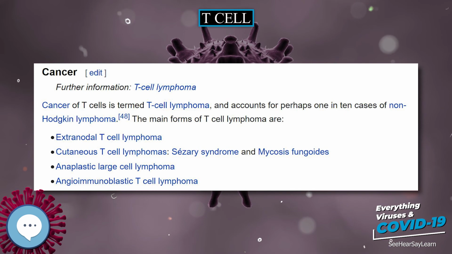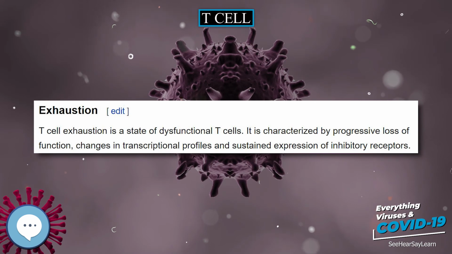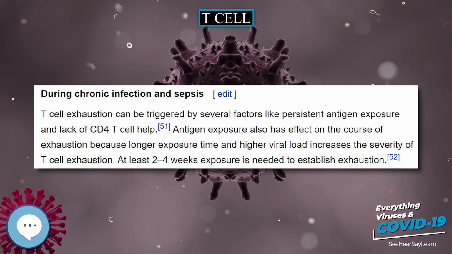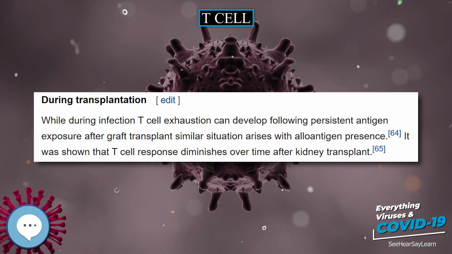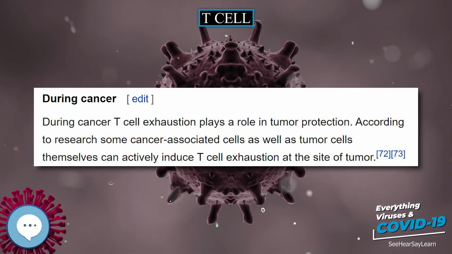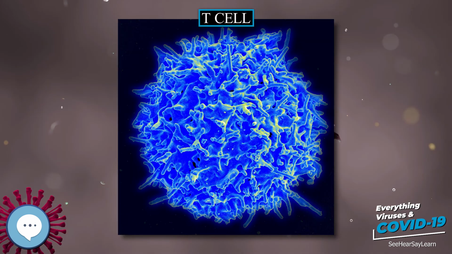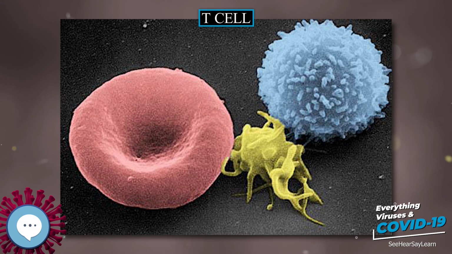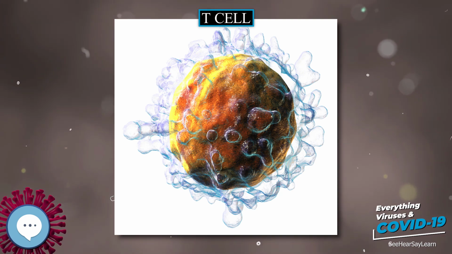T-cell exhaustion is a state of dysfunctional T-cells. It is characterized by progressive loss of function, changes in transcriptional profiles and sustained expression of inhibitory receptors. At first cells lose their ability to produce IL-2 and TNF-alpha, followed by the loss of hyperproliferative capacity and cytotoxic potential, eventually leading to their deletion. Exhausted T-cells typically show higher levels of CD43, CD69 and inhibitory receptors combined with lower expression of CD62L and CD127. Exhaustion can develop during chronic infections, sepsis and cancer. Exhausted T-cells preserve their functional exhaustion even after repeated antigen exposure.